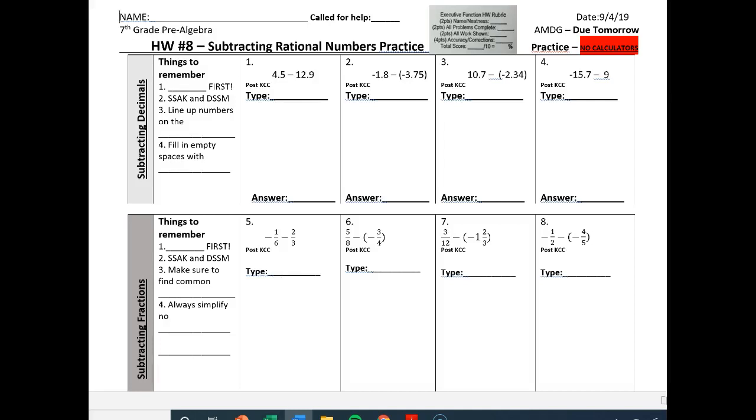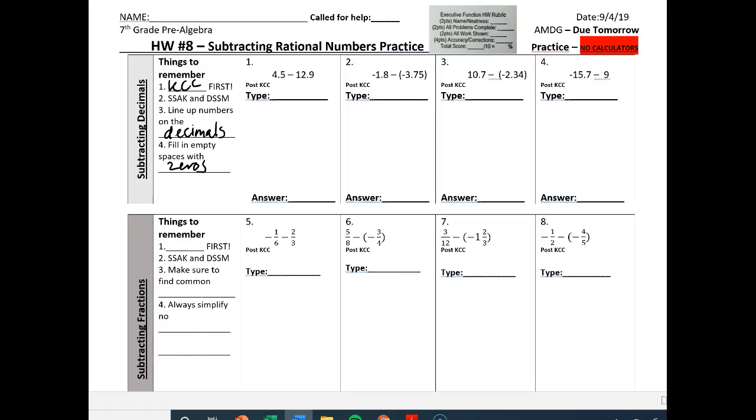Welcome to homework number 8, subtracting rational numbers practice. Please use this if you were absent or just need a refresher and studying for a quiz or a test. So, things to remember for subtracting decimals: you always must KCC. Use SSAK and DSSM after that. Line up numbers on the decimals and then fill in empty spaces with zeros.